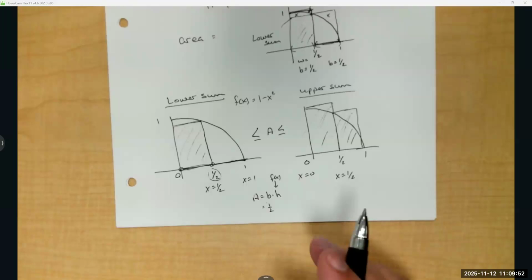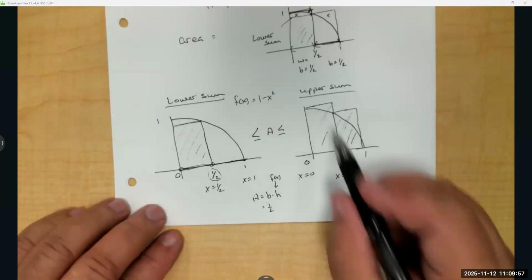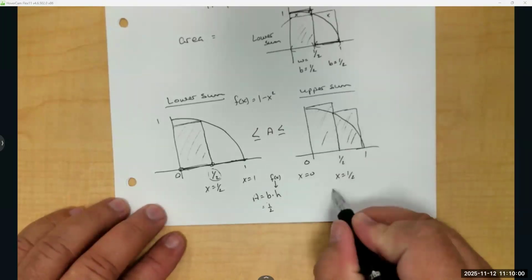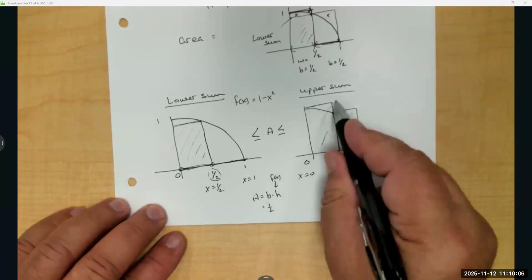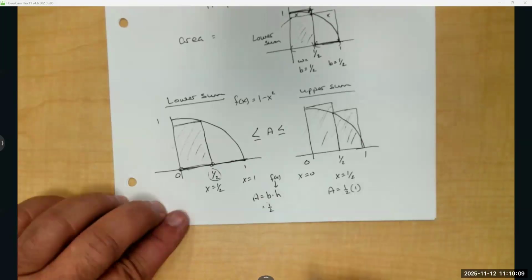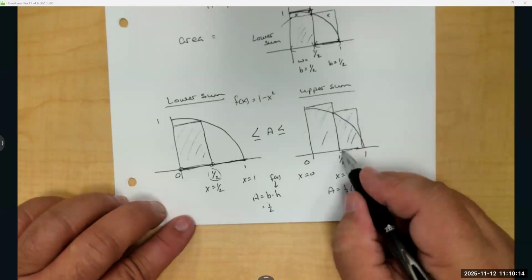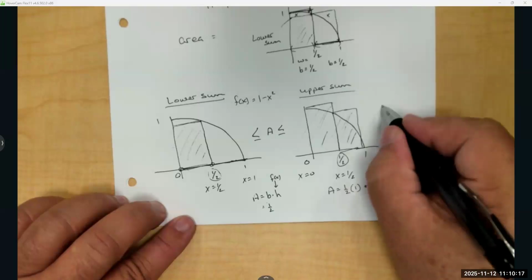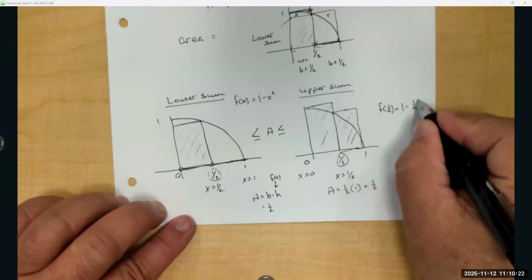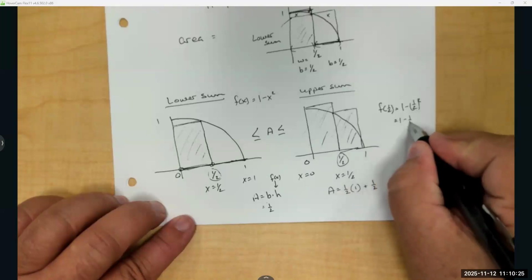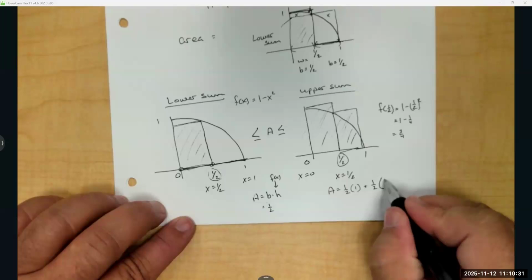How high is our rectangle? In this one here, it's 1. So the base is 1/2, and the area of this first rectangle goes to 1. Same thing here. The base is 1/2. Now what's the height? When x is 1/2, I have 1 minus 1/2 squared, which makes it 1 minus 1/4, which makes it 3/4. So that gives you my height.